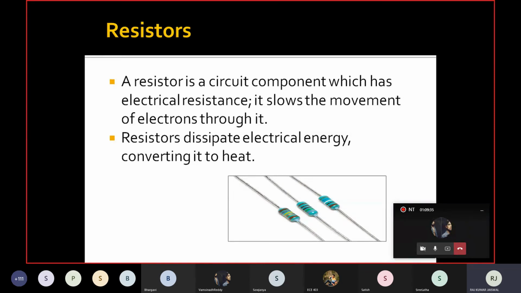That's why it is called that a resistor will dissipate electrical energy. But the inductor and capacitor, the two other components, don't get burned or heated like a resistor.